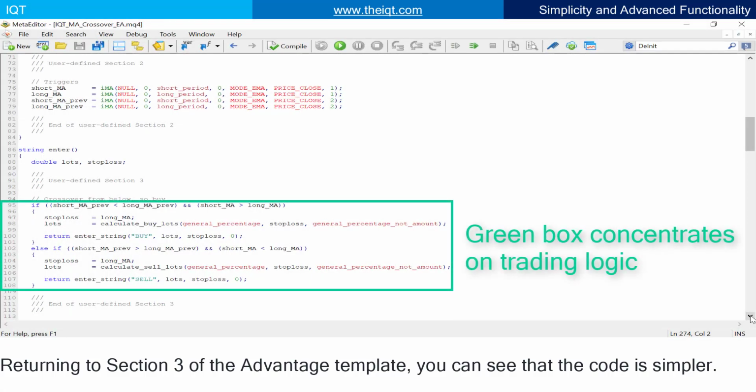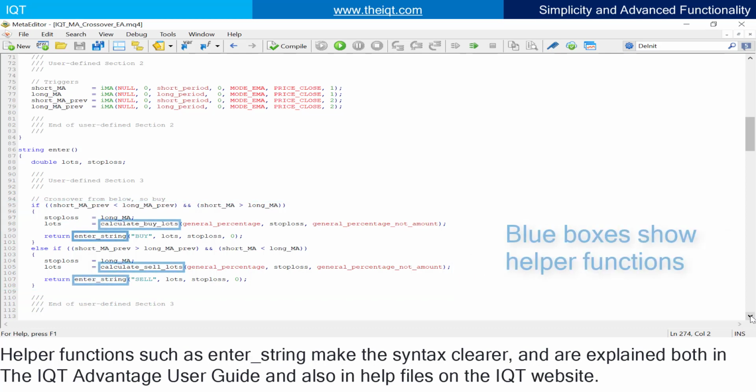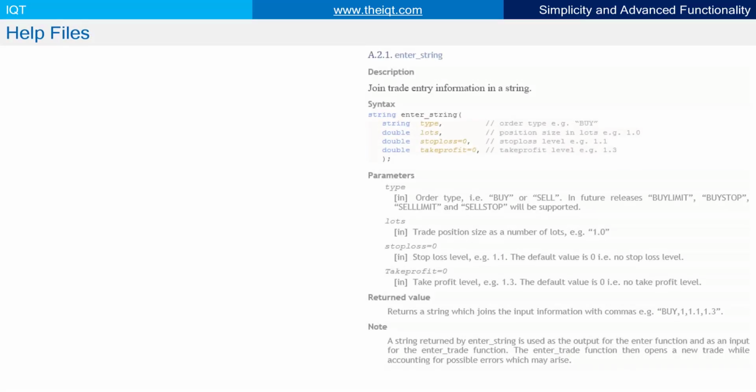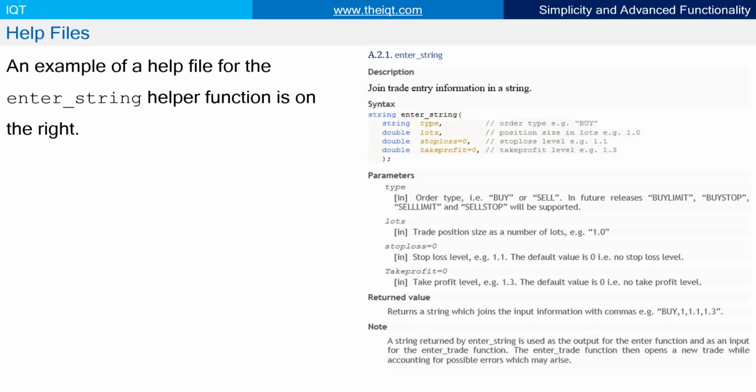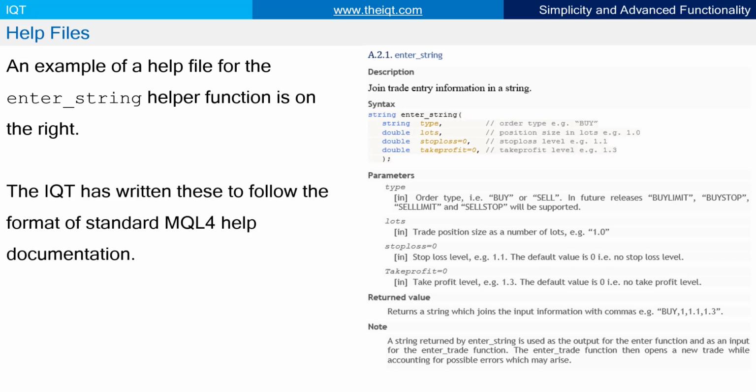Returning to Section 3 of the Advantage template, you can see that the code is simpler. Helper functions such as enter_string make the syntax clearer, and are explained both in the IQT Advantage User Guide and also in help files on the IQT website. An example of a help file for the enter_string helper function is on the right. The IQT has written these to follow the format of standard MQL4 help documentation.